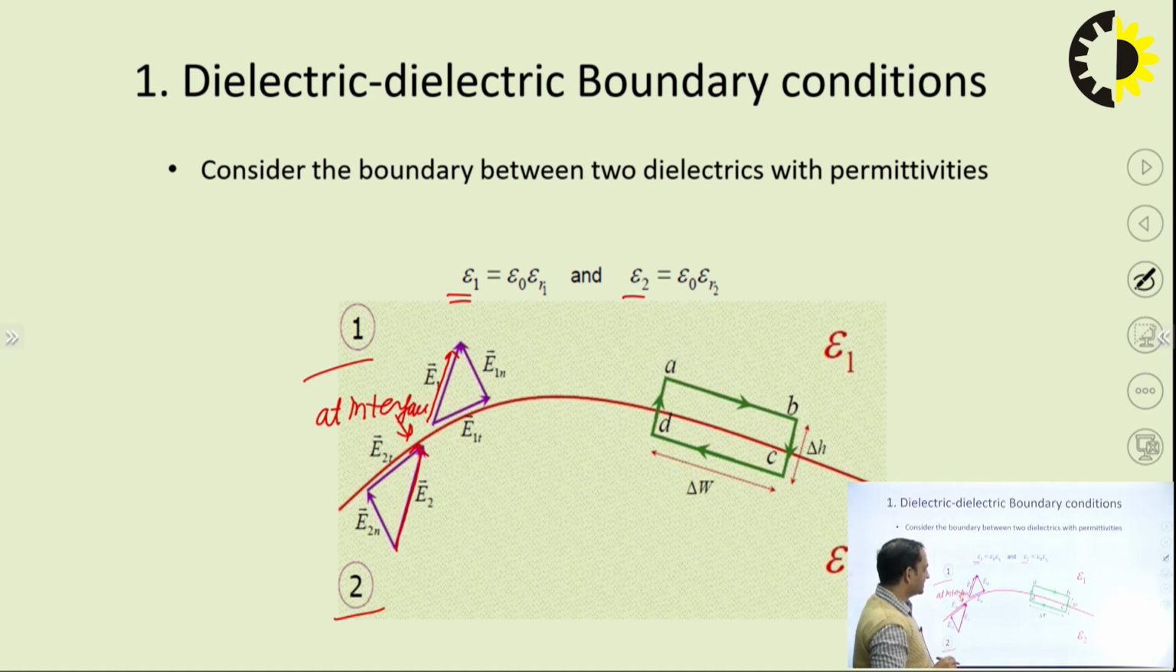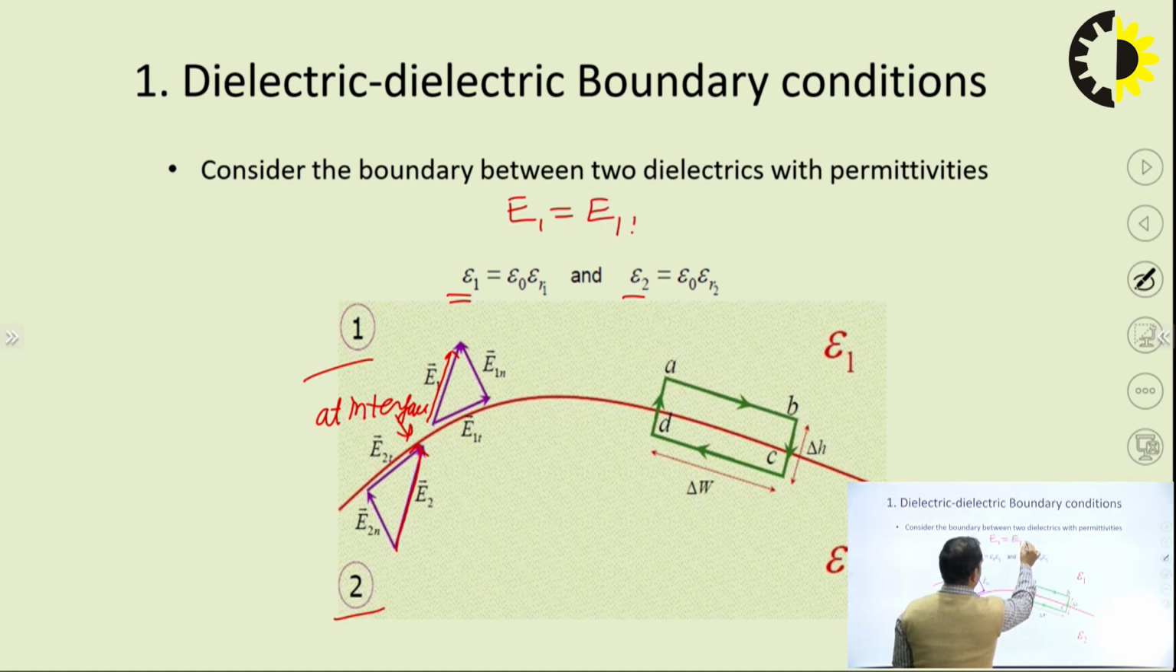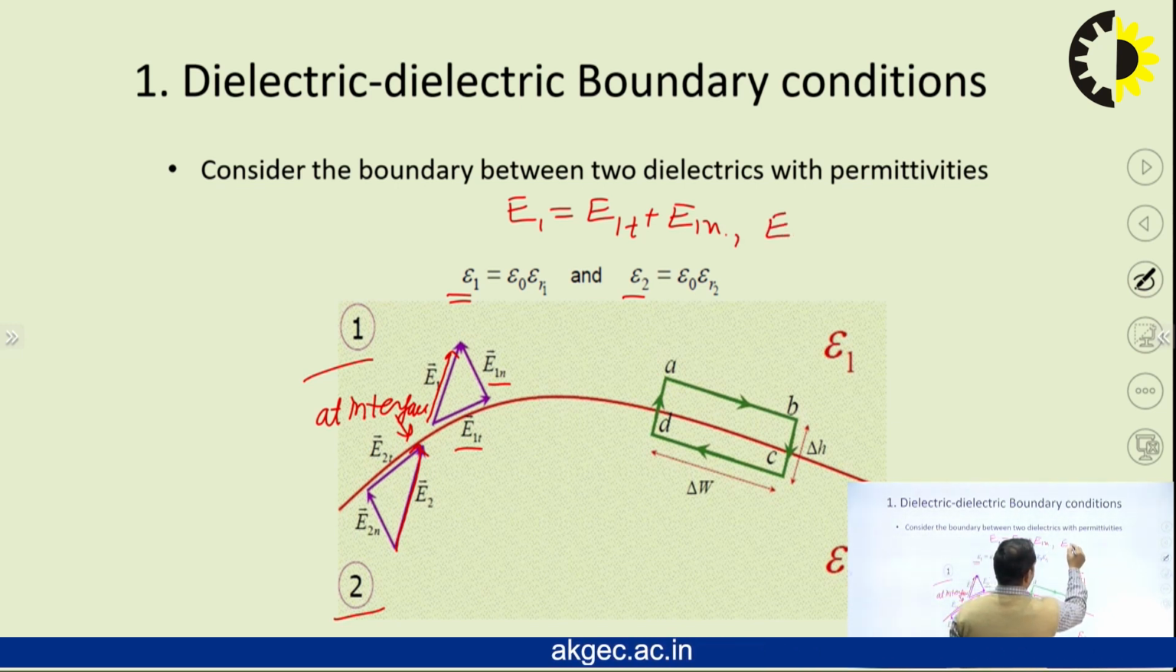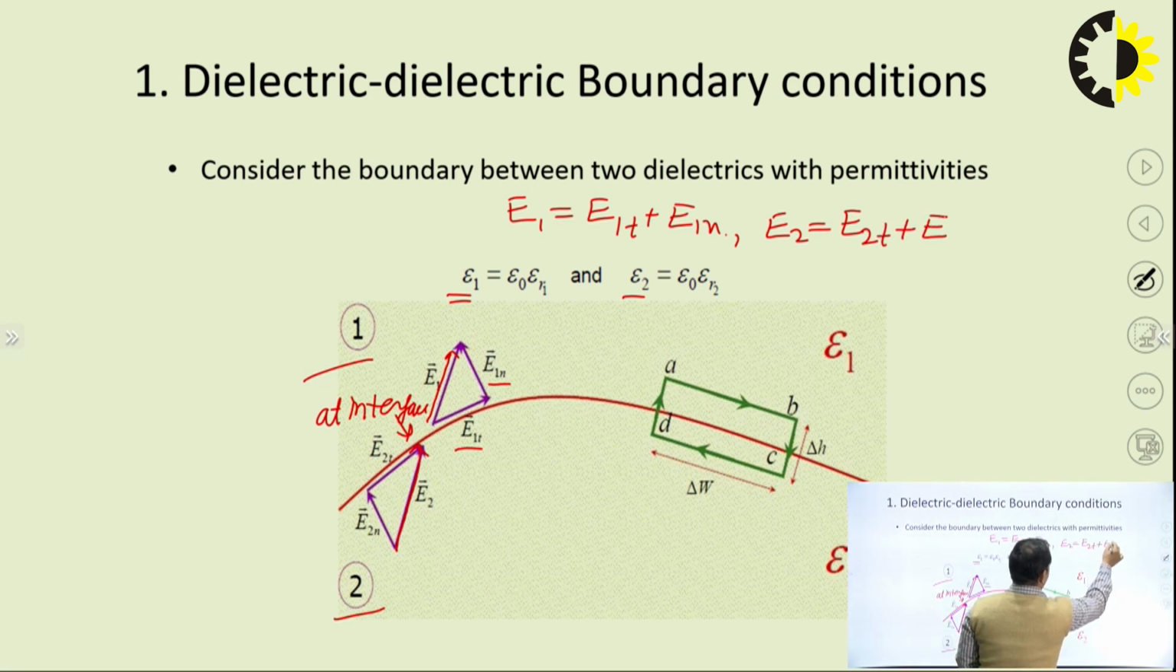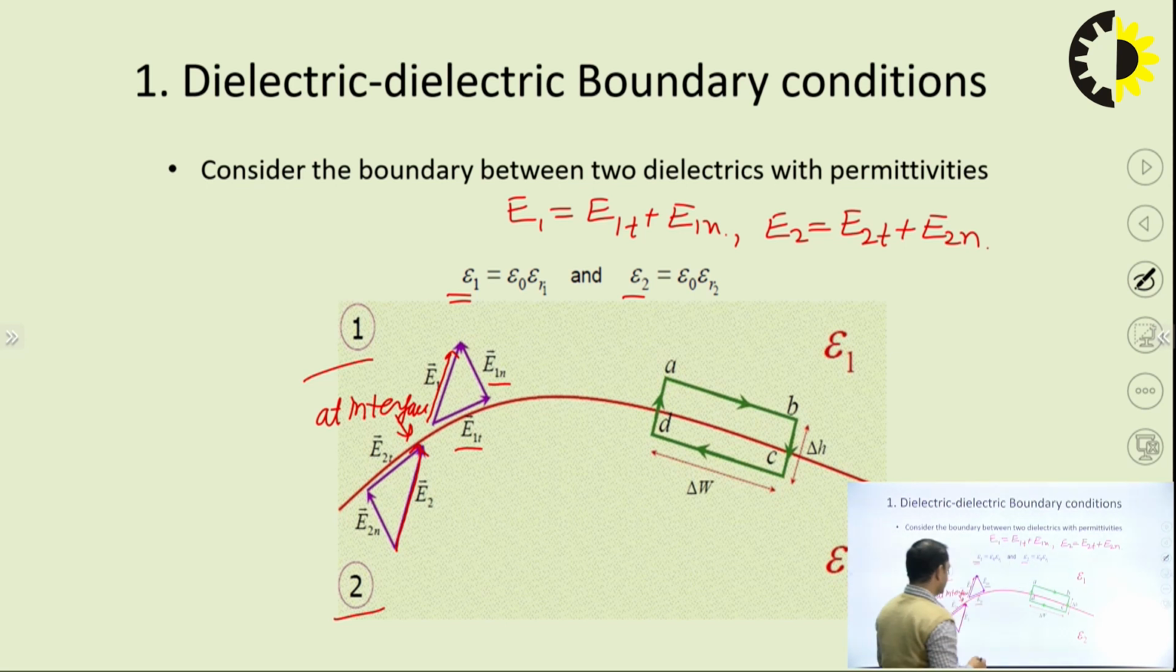Next, we are bifurcating E2 and E1 into tangential and normal components. E1 is equal to E1t plus E1n, where E1t is the tangential component and E1n is the normal component. Similarly, E2 is equal to E2t plus E2n. This is the second equation.